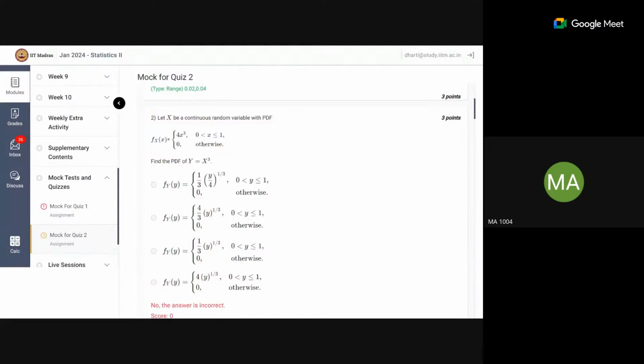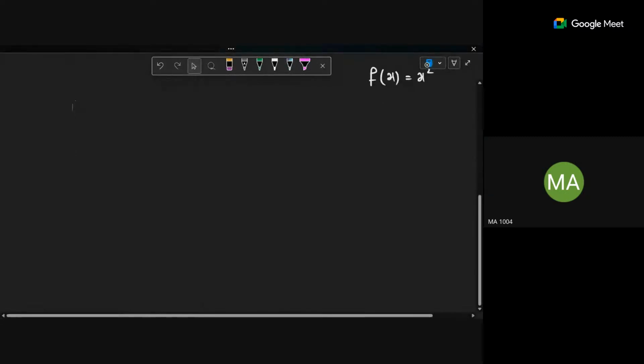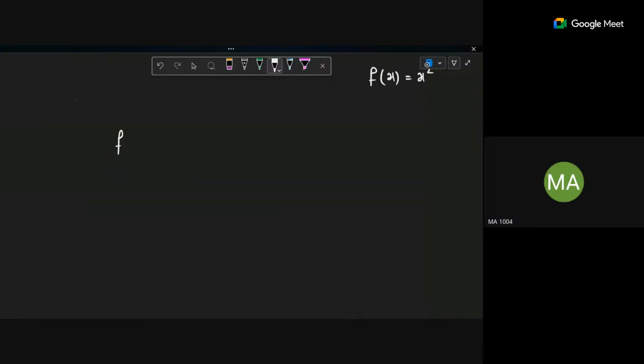So how do we proceed with this kind of question, when x is a continuous random variable, its PDF is given, and there is a function of x, and we are interested in finding the PDF of that new function? Using the theorem, the formula: one upon the modulus of the derivative of g, at g inverse of y.